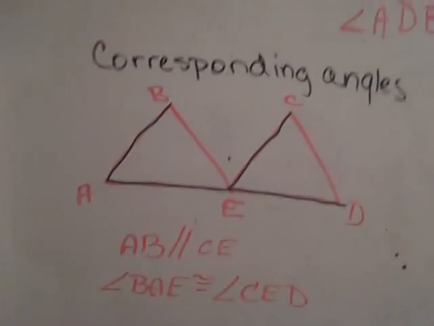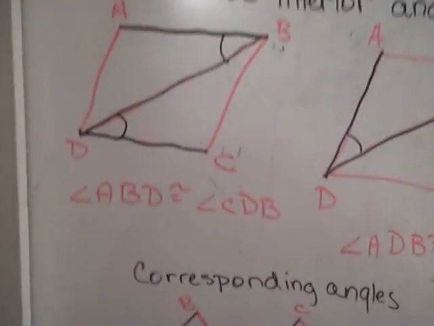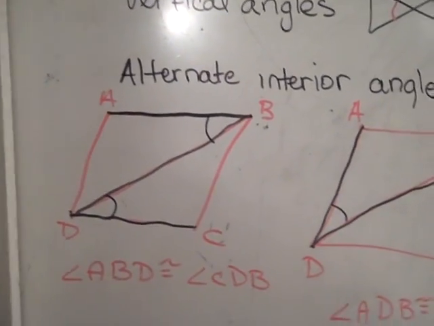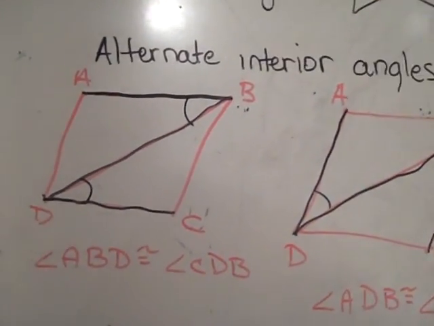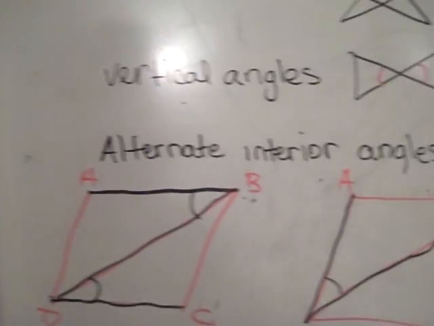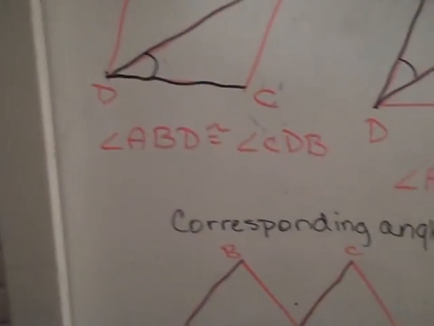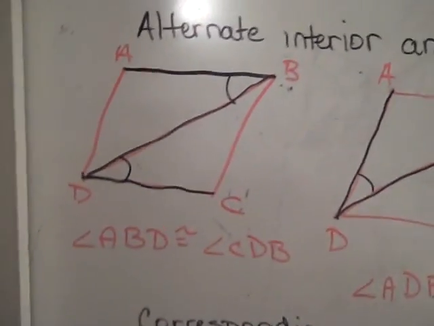So again, if you're given the information that you have a pair of parallel lines, either alternate interior angles or corresponding angles will be one of your reasons.